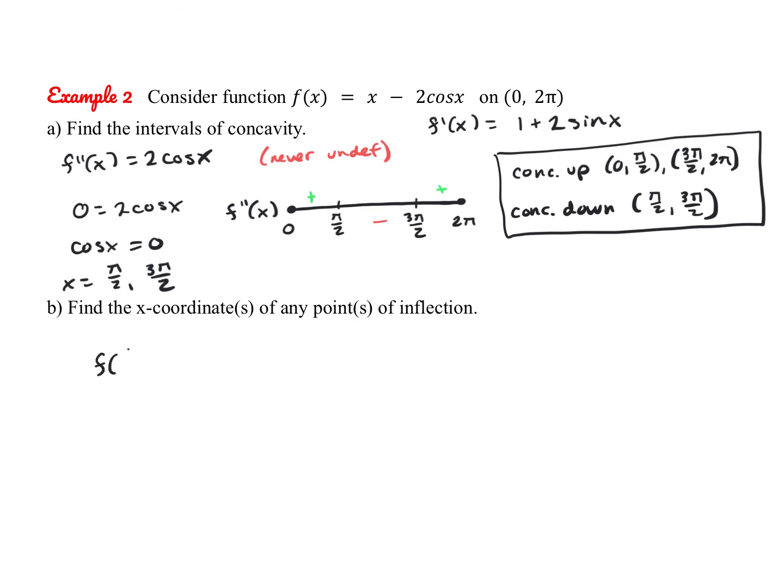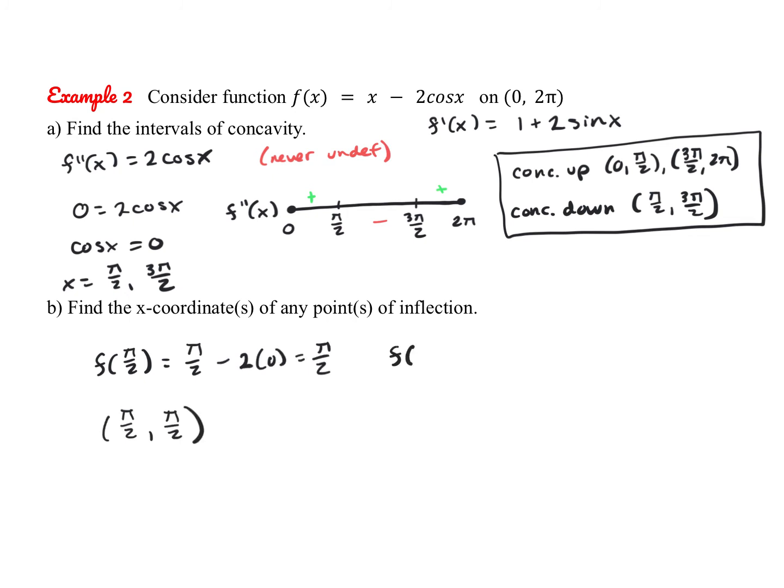So let's find f of pi over 2. So we have pi over 2 minus 2 times the cosine of pi over 2, which is 0. So pi over 2. So this coordinate is pi over 2, pi over 2.